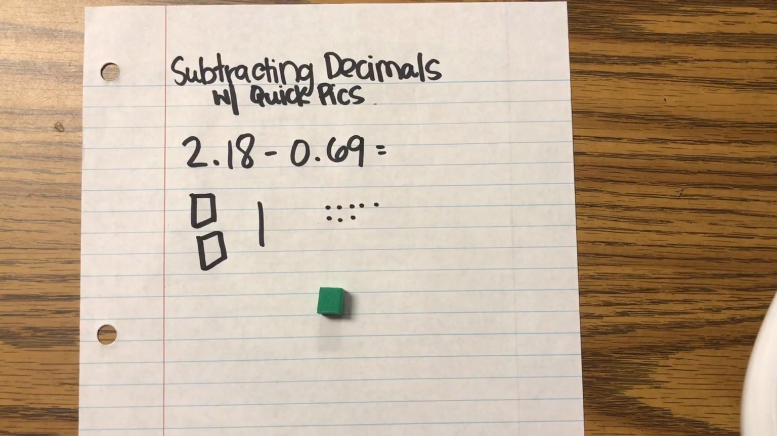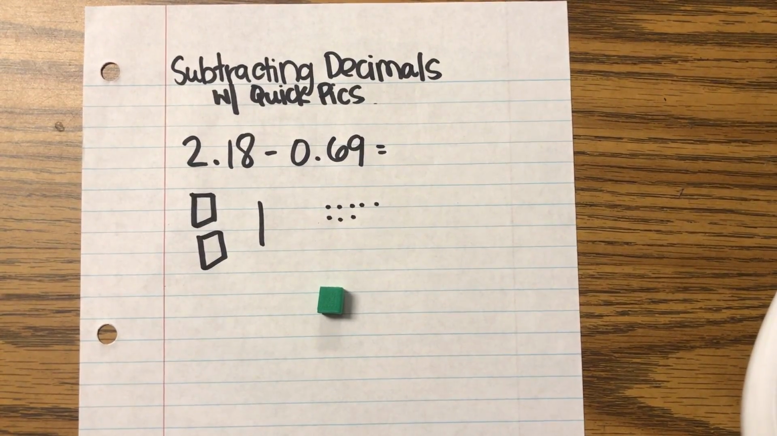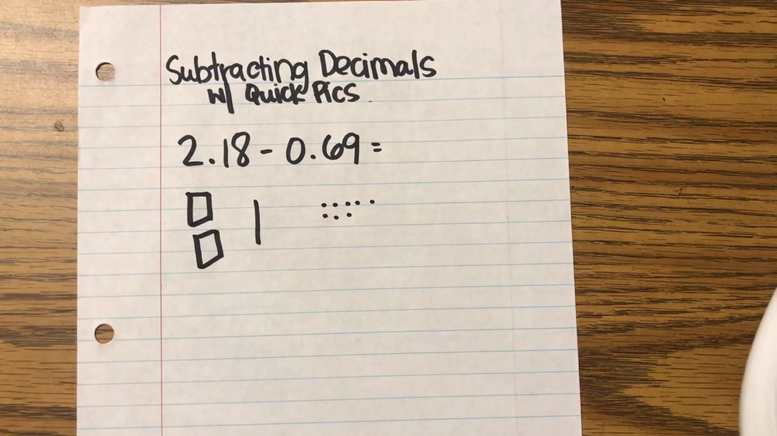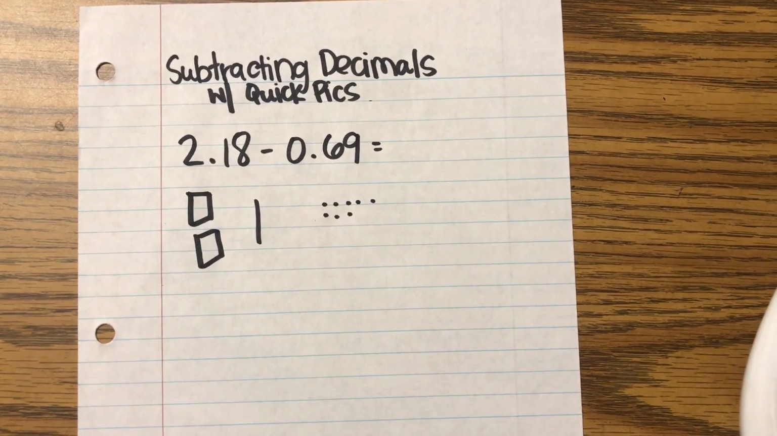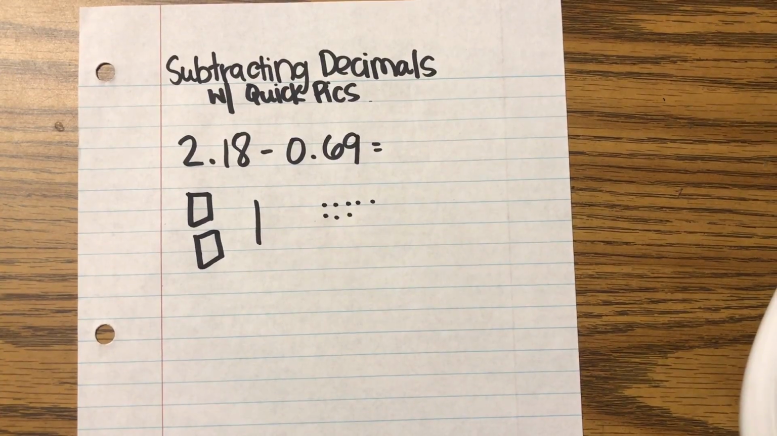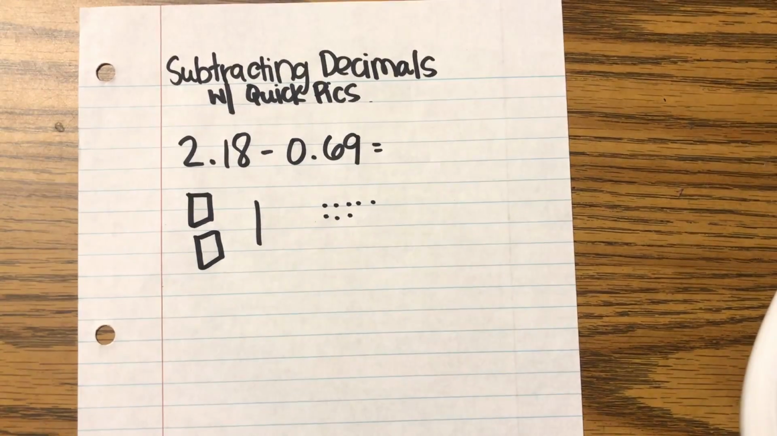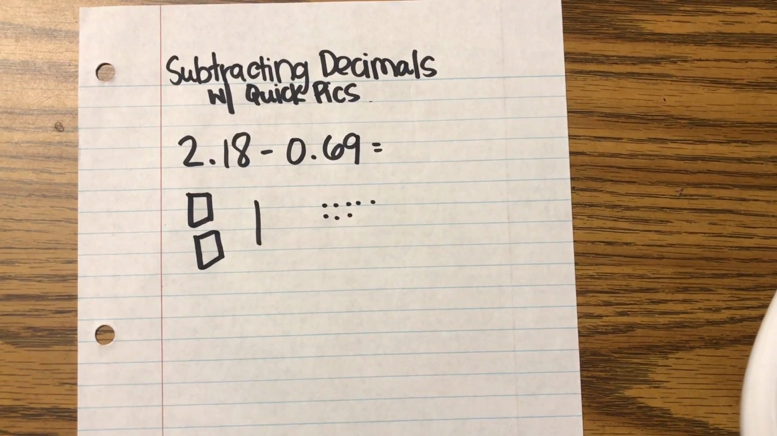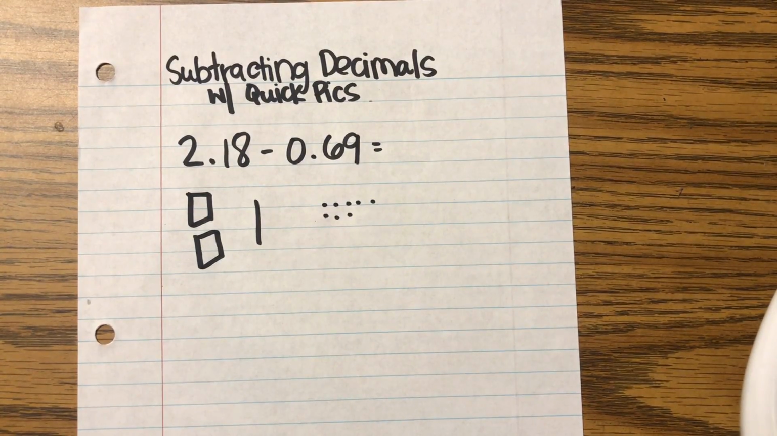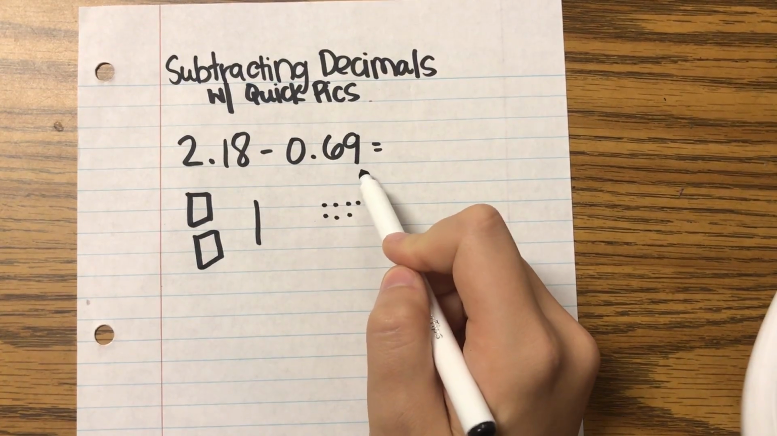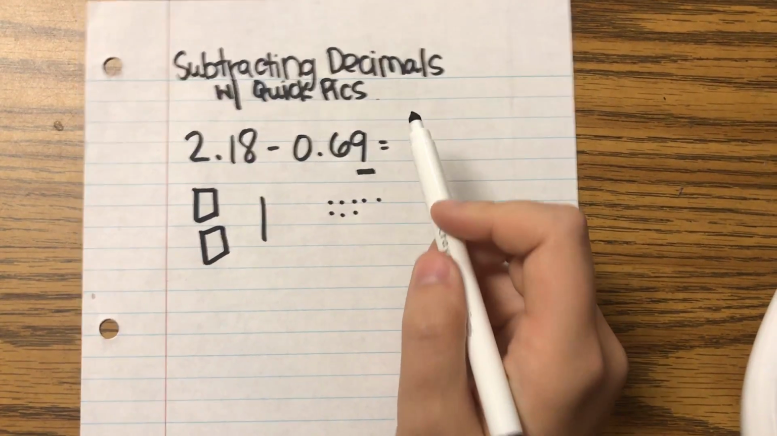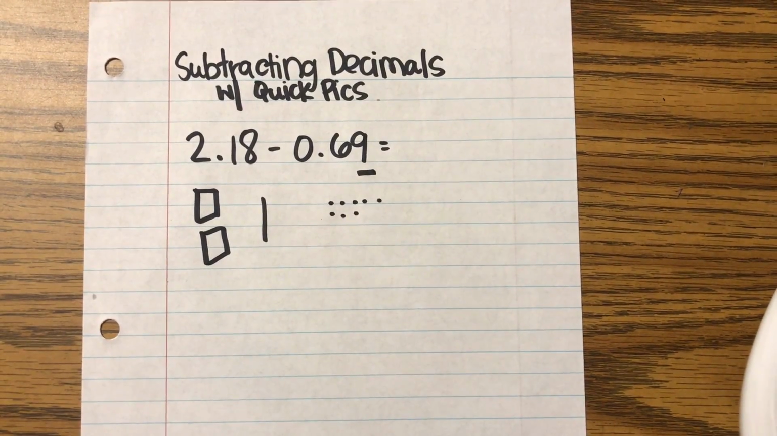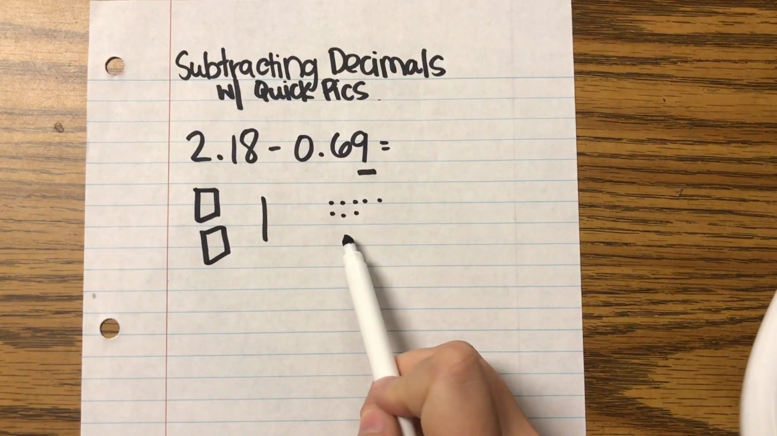Now I need to subtract 69 hundredths. So I need to take away 69 hundredths from this picture. Should I start with my 6 tenths or my 9 hundredths? My 9 hundredths, because I always start adding and subtracting with my smallest place value. How many hundredths do I need to take away? 9, because I'm subtracting 69 hundredths. So in my hundredths place I have a 9, so I need to take away 9 hundredths. That make sense?